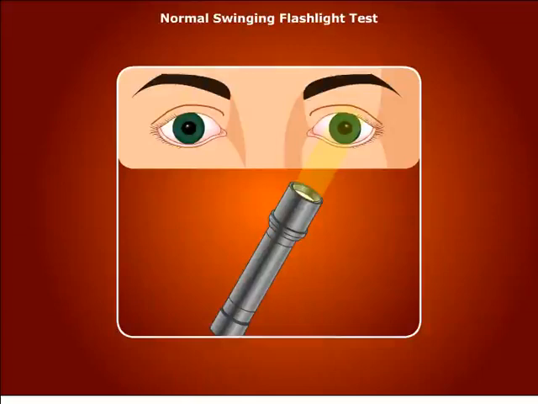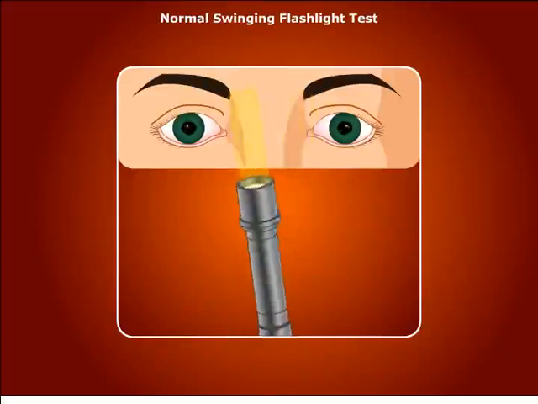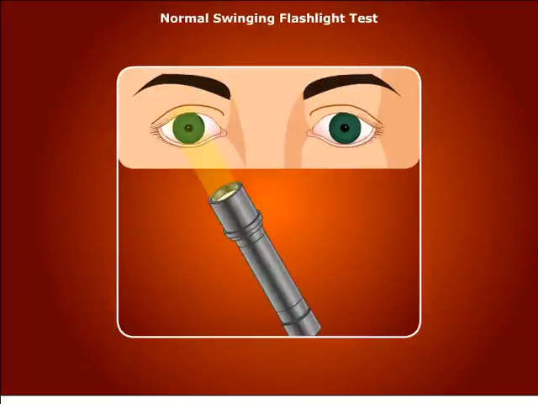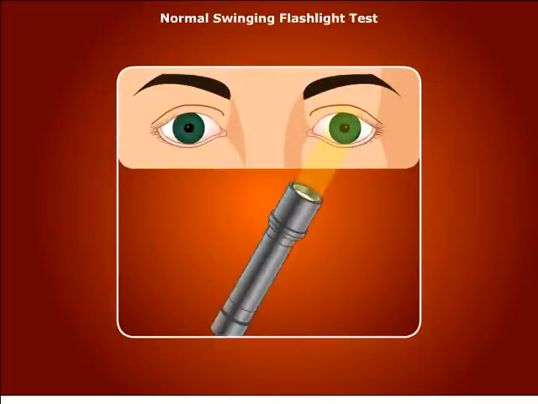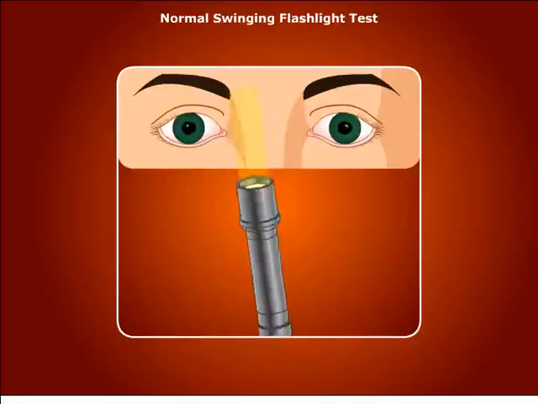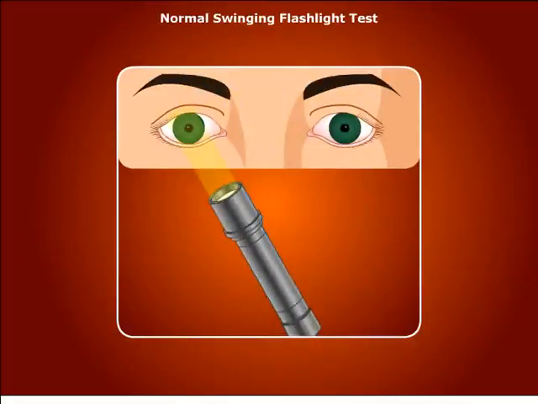The normal swinging flashlight test will now be reviewed. Shining light in one eye results in constriction of the pupil in the same ipsilateral eye. This is known as the direct light reflex. However, it also causes the constriction of the pupil in the contralateral eye, which is known as the consensual light reflex. This is due to visual axons in each optic tract projecting to both Edinger-Westphal nuclei bilaterally, as explained previously.